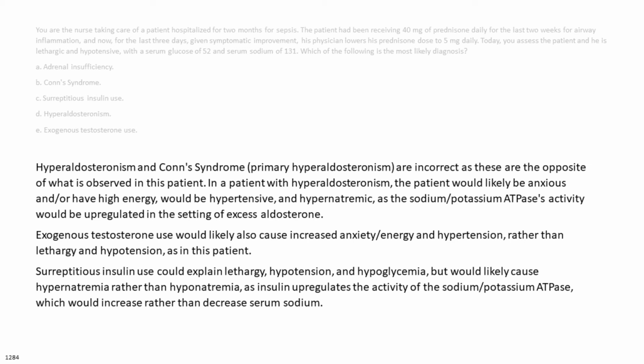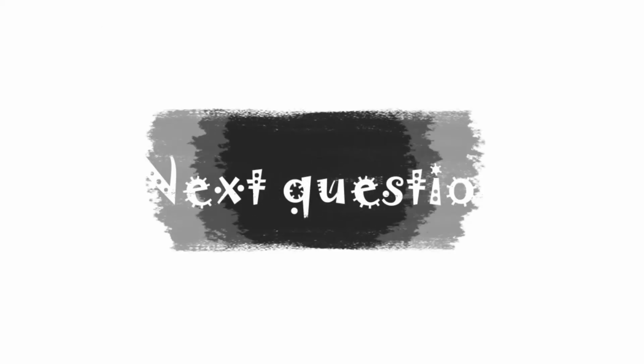Exogenous testosterone use would likely also cause increased anxiety, energy and hypertension, rather than lethargy and hypotension, as in this patient. Surreptitious insulin use could explain lethargy, hypotension, and hypoglycemia, but would likely cause hypernatremia rather than hyponatremia, as insulin upregulates the activity of the sodium-potassium ATPase, which would increase rather than decrease serum sodium.